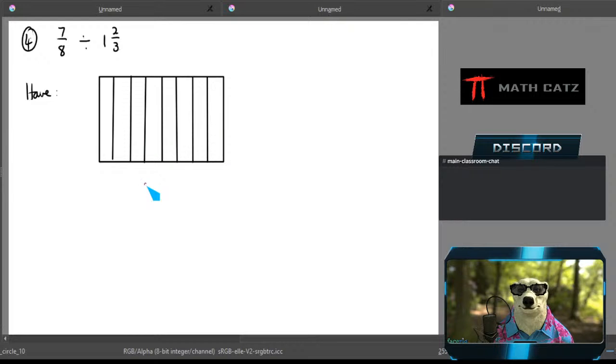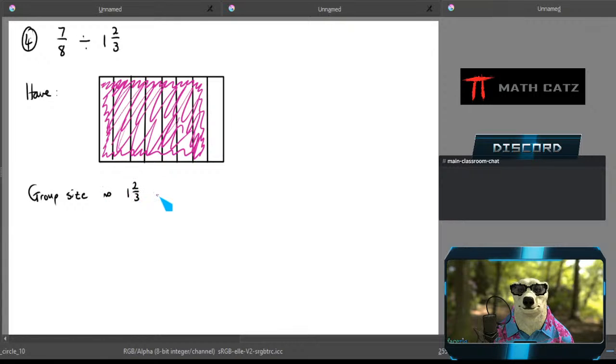Luckily, I have a fair bit of it. 7 of the 8 slices. It won't be enough. But I don't know that at this stage. Okay, I seem to have some, so we're feeling optimistic. Now, our group size is 1 2/3 of a whole rectangle.